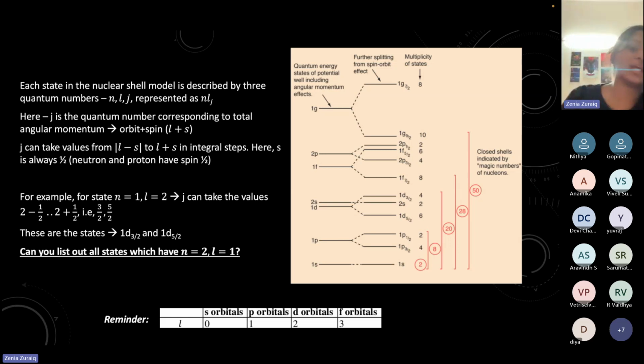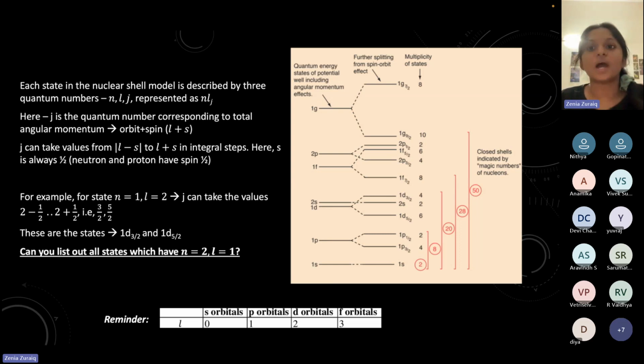And for a given N, L can take some restricted values. For example, if N is 1, then you can only have one S, right? You cannot have one P or one D, because L can only take values between 0 and N minus 1. That is in atomic physics. In nuclear physics, there is no such restriction.